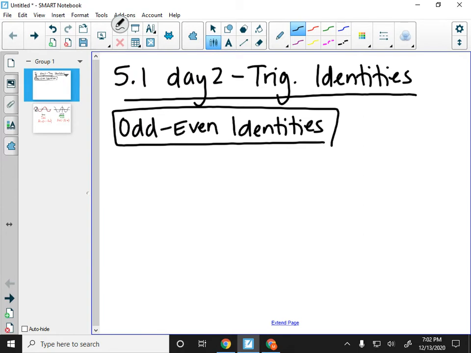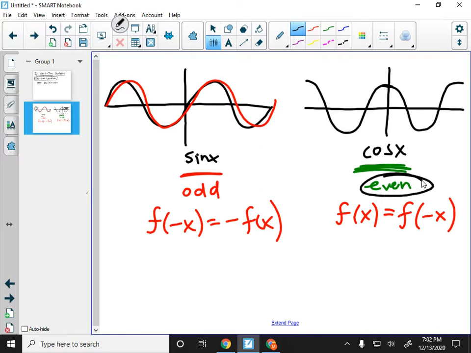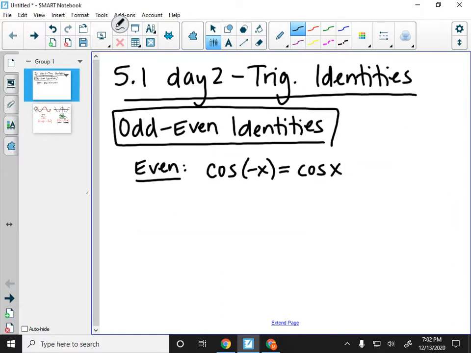Okay, here's what I actually want you to write down now. When we have these even odd identities, I'm just going to start with the ones that are even. Our even identities say this: if you have cosine of negative x, that would be the exact same thing as cosine of x. That's all that even really meant. If you had it with a negative, that's going to be equivalent as if you completely got rid of the negative. So how that's going to help us with our proofs or identities is if you ever end up with a cosine with a negative, you can just basically forget about that negative, as long as it's cosine, because cosine is an even function.